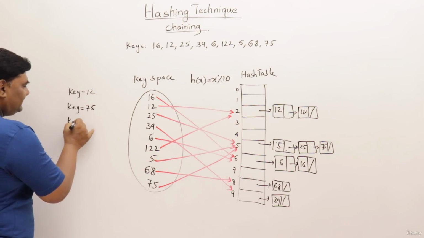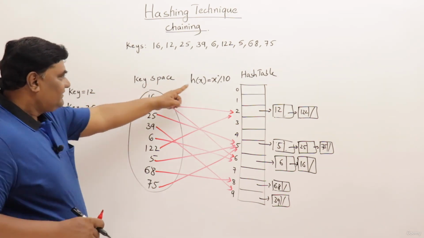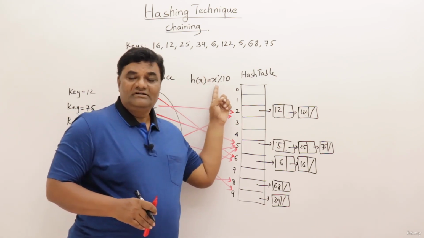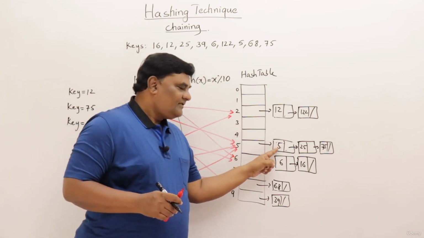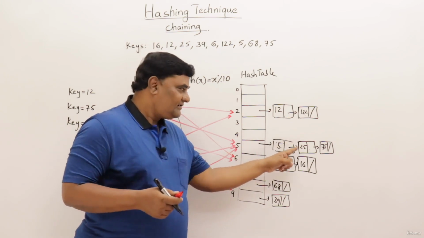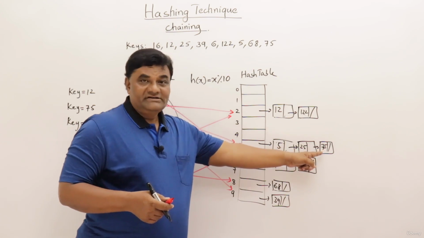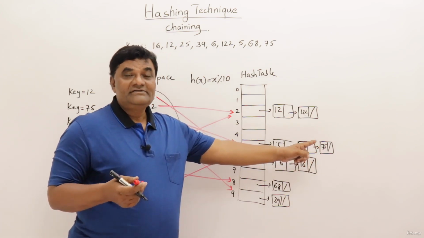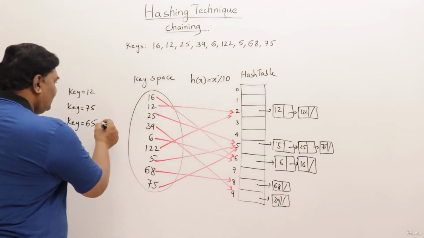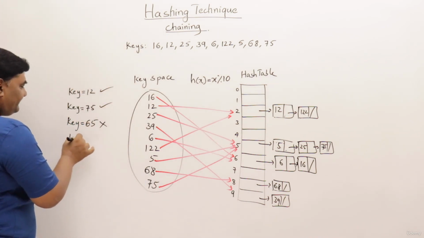Now search for the key 65. Take this hash function. 65 mod 10 is 5. Go to index 5. Search for it. 5. No, 65 is greater. 25. No, 65 is greater. 75. No, 65 is smaller. So the key is not found. So search is unsuccessful. For these two keys it was successful. Now let me take one more key.